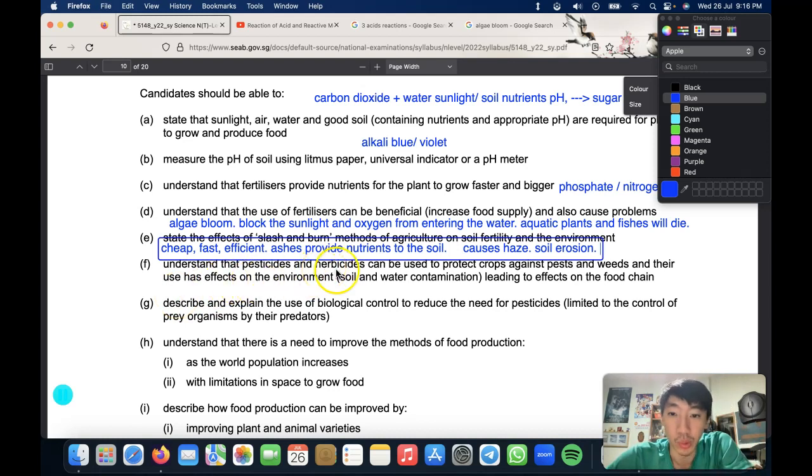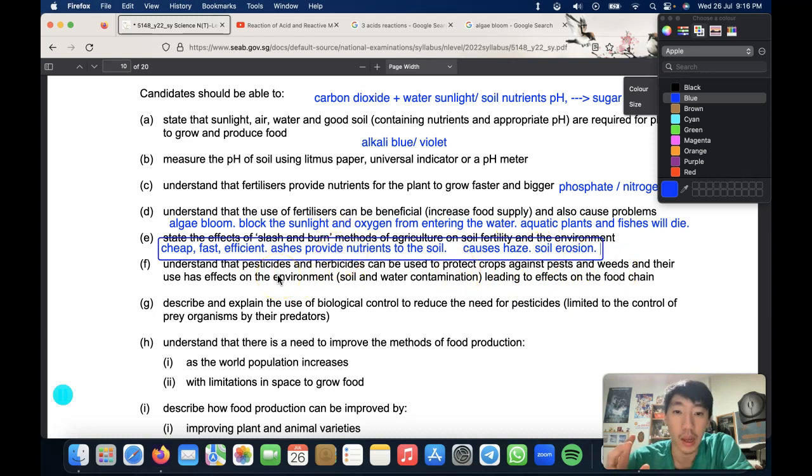Herbicides, what do herbicides do? The word herb means something like a weed. Weeds are small plants that grow among your other plants, and they suck up the water and the nutrients from the soil, and they don't let the crops that you want grow properly. So pesticides kill pests, herbicides kill weeds.